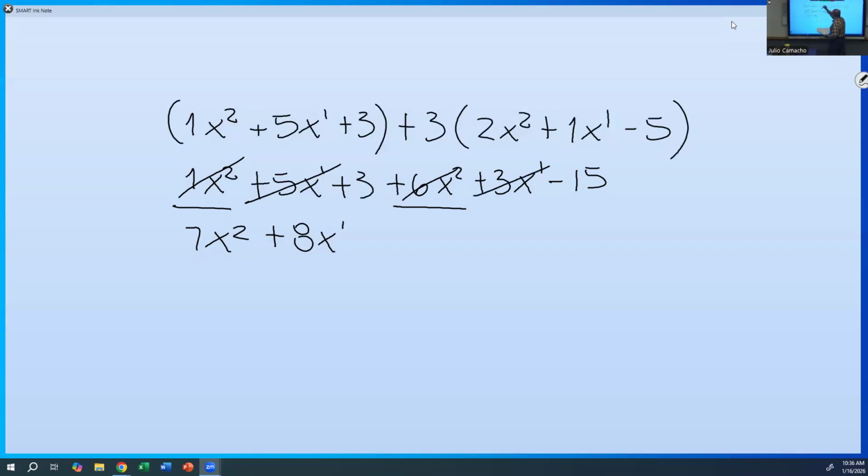And then you have a positive 3 and a negative 15. 15 is greater, so the answer will be negative 12. And that's the answer because there is nothing else to combine. When you add and subtract, you stop when there is nothing else to combine. No more like terms.